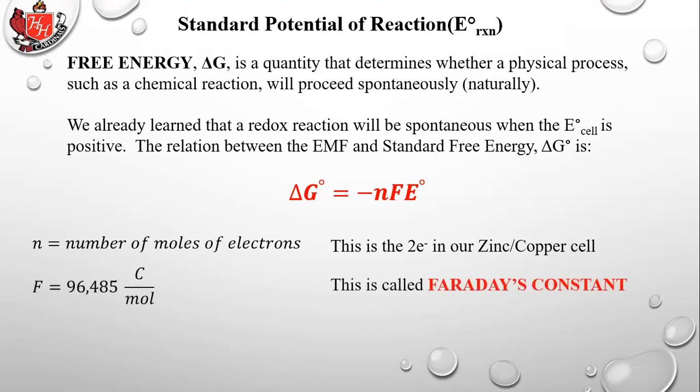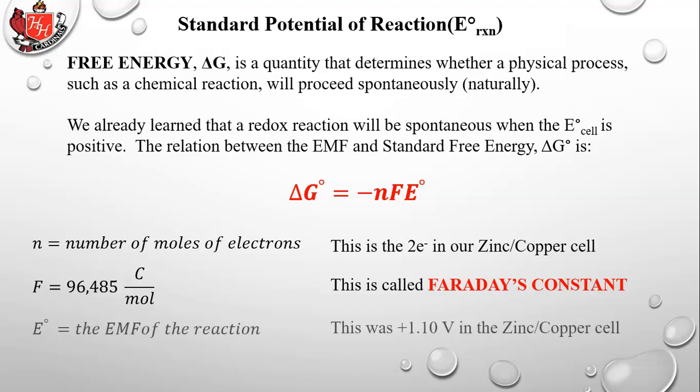F is something new. It's called Faraday's constant. It's the number of coulombs per mole. Coulomb is the standard charge of electrical charge. So it's how many coulombs you have in a mole of electrons, and that number is 96,485. That's a fixed value. And finally, the E of the reaction is the standard potential. So in the last example, it was 1.1 volts for a zinc copper cell.